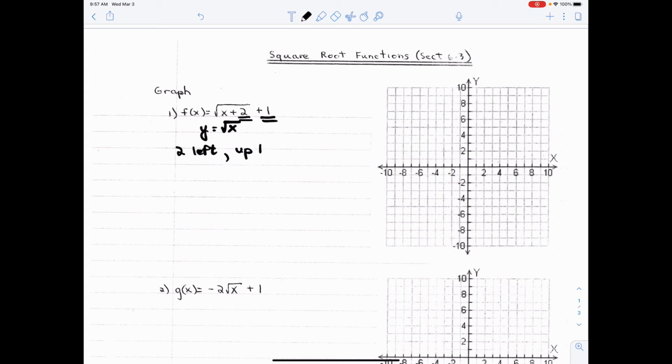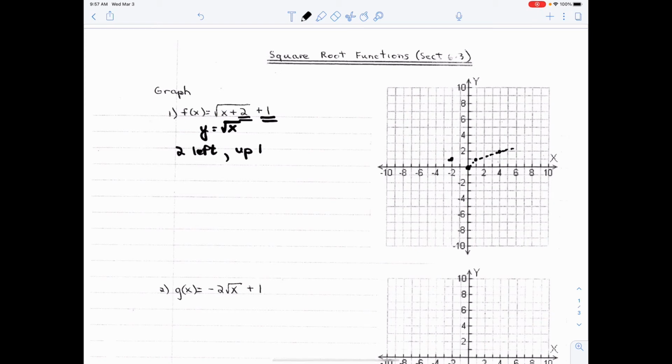Not go 2 left and up 1, but make the basic graph and then shift it, stretch it, compress it, whatever. So the basic graph is these 3 points. I'm going to dash it because it's not the final graph. And then I'm going to take this and go 2 left. I'm going to take the point at 0, 0 and go 2 left and up 1.